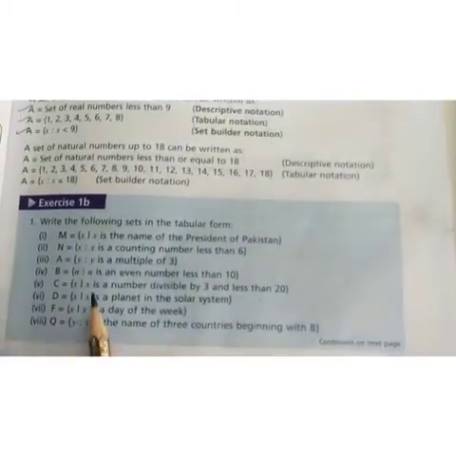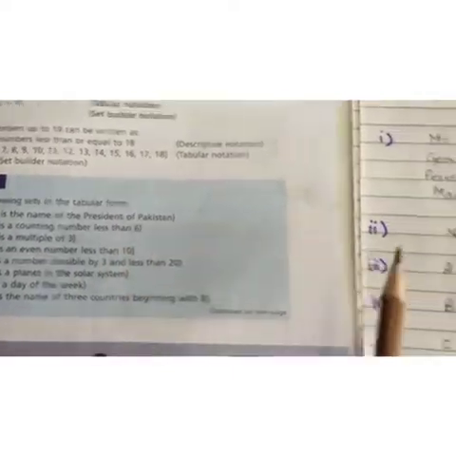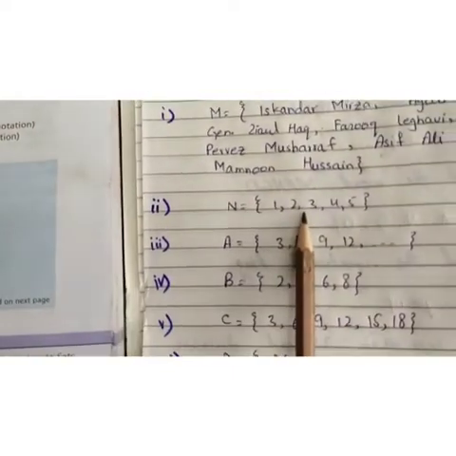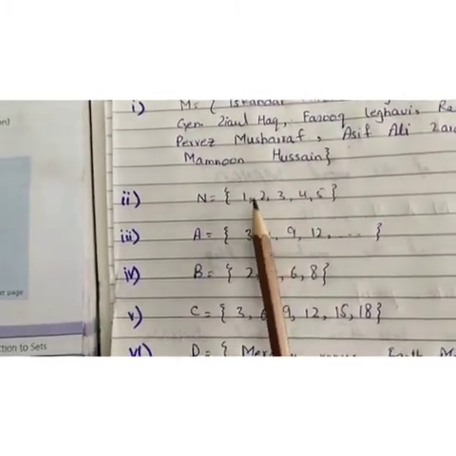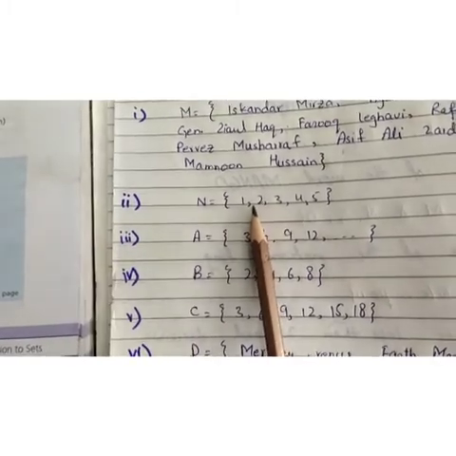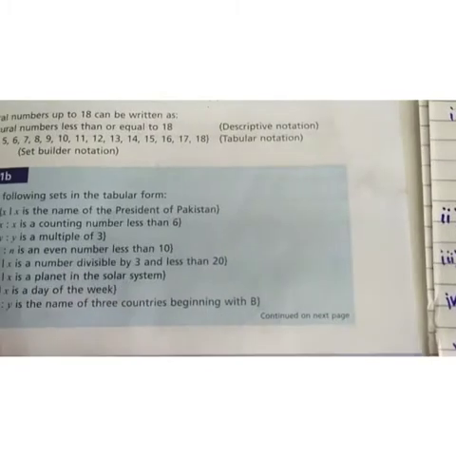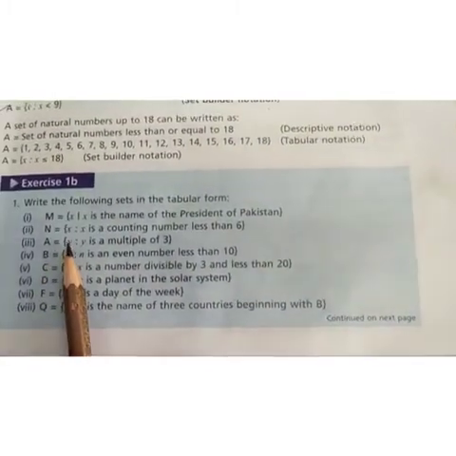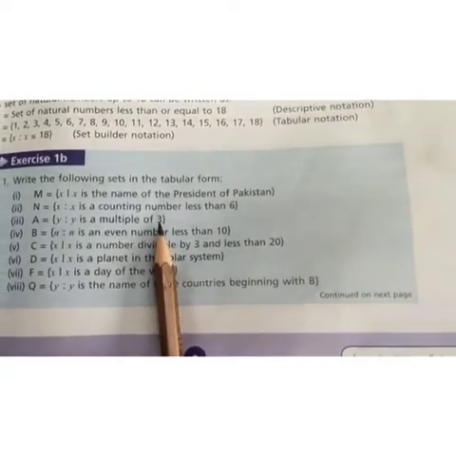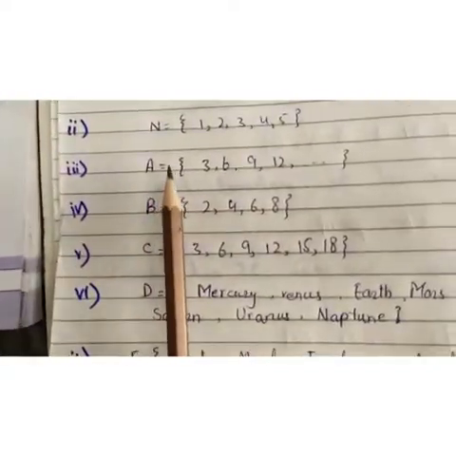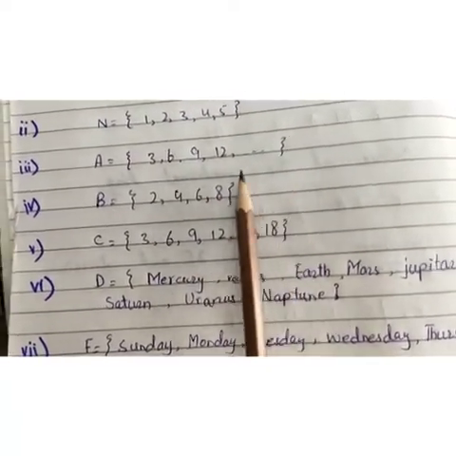Next question. x such that x is a counting number less than 6. N is a set of 1, 2, 3, 4 and 5. These numbers are separated by commas and enclosed in curly brackets. Next, part 3. A is a set of y such that y is a multiple of 3. A is a set of 3, 6, 9, 12 and so on.